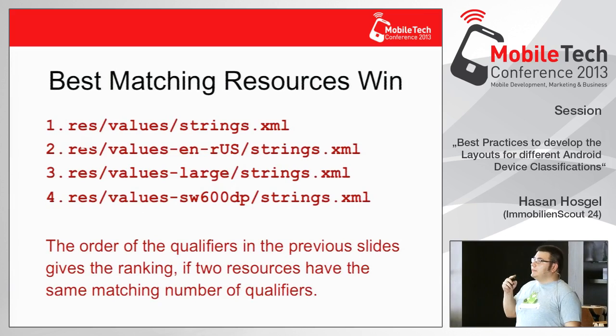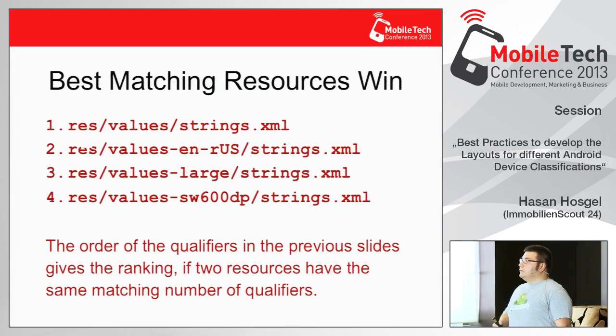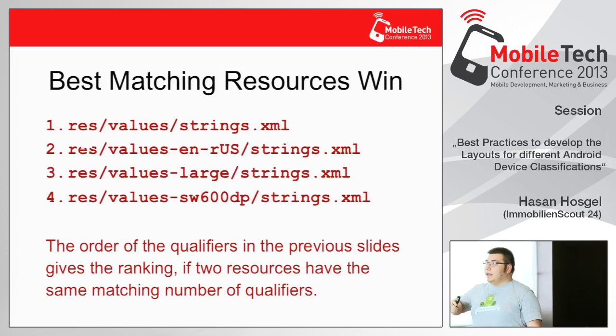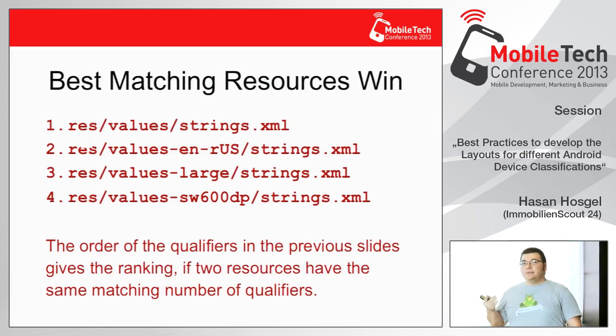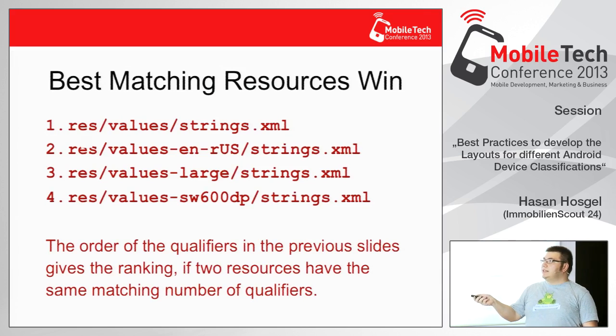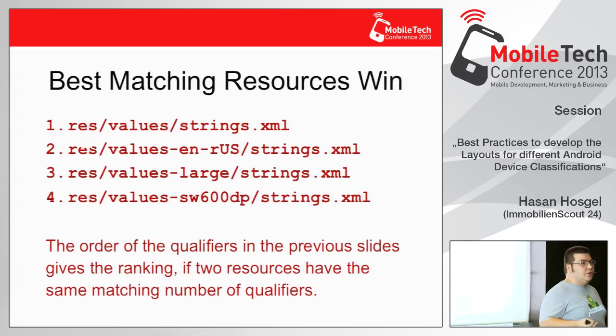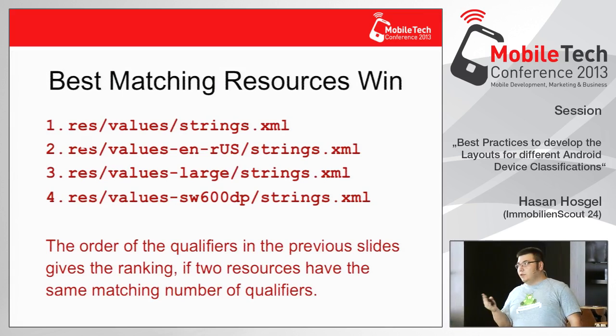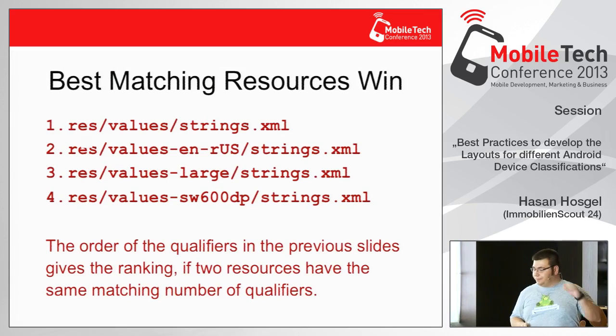So, for example, you have Zoom, for example, and you possibly think you will get automatically the SV600DP, but that's wrong. You get the large one because this qualifier smallest width was only introduced in Honeycomb version 2, API level 13.